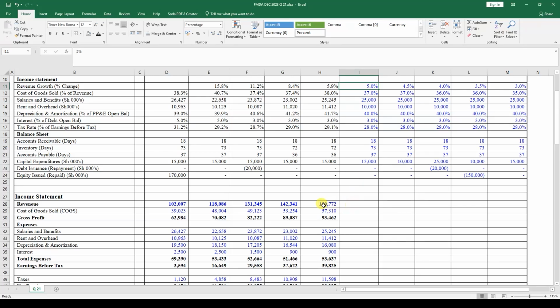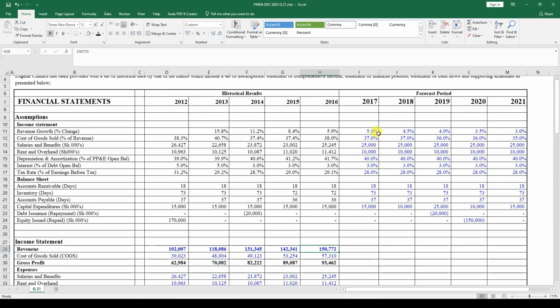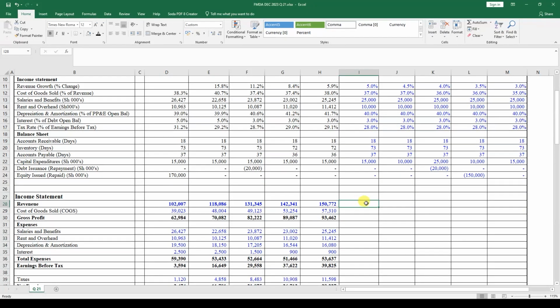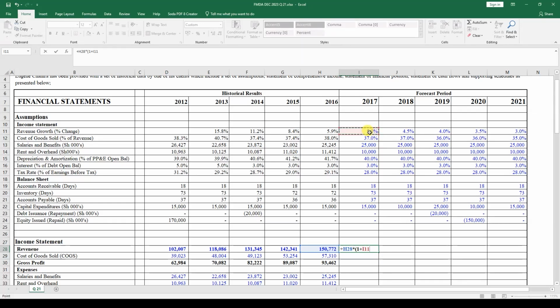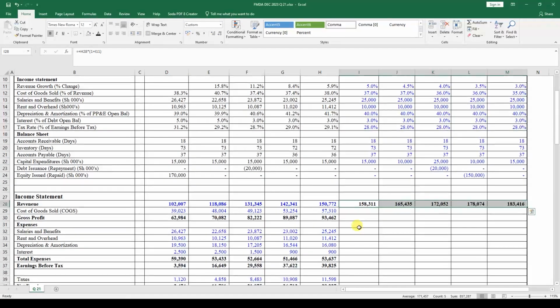So we will increase this 150,772 by a factor initially of 5%, 4.5%, and so on and so forth. So let's do that together. The first thing is to link it with that, and then we multiply by that factor 1 plus this growth rate right over here, and we close the bracket so that the formula can be complete. You can see in 2017 we expect it to be like that. So we drag it, Control R, and it picks the formula like that.